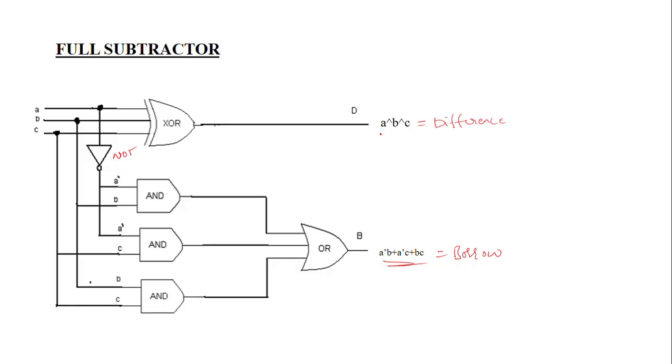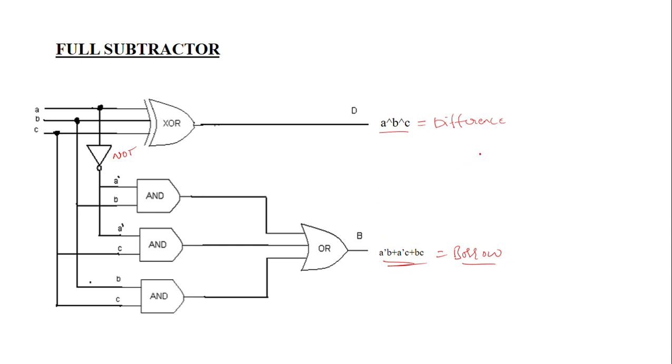The difference formula is A XOR B XOR C, and the borrow output is A bar B plus A bar C plus BC. This is our borrow formula. Now we can remember these two formulas. By using these two formulas, we are going to write the code in Verilog.